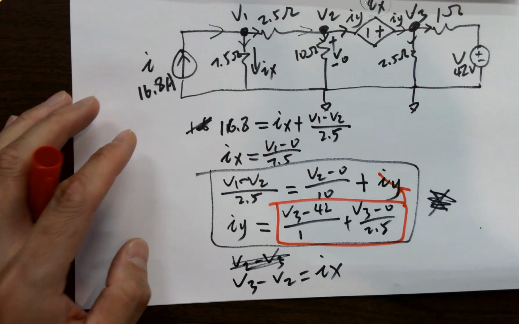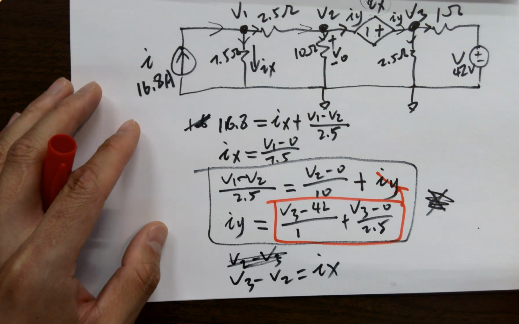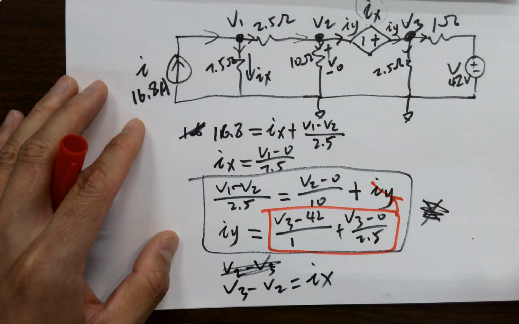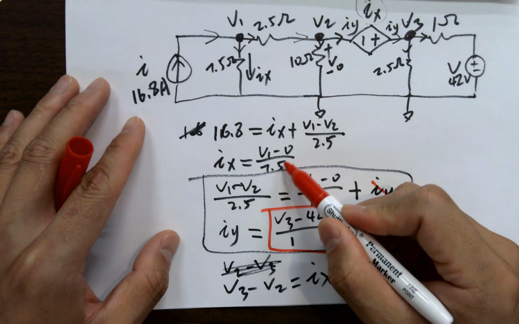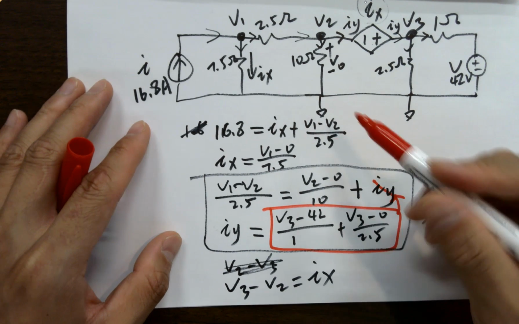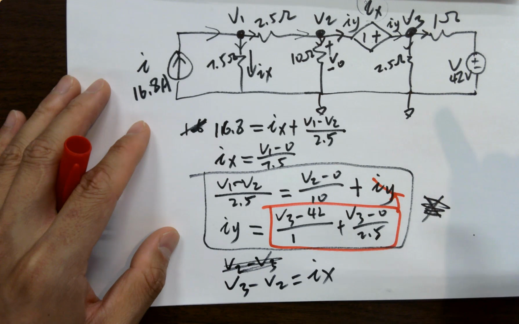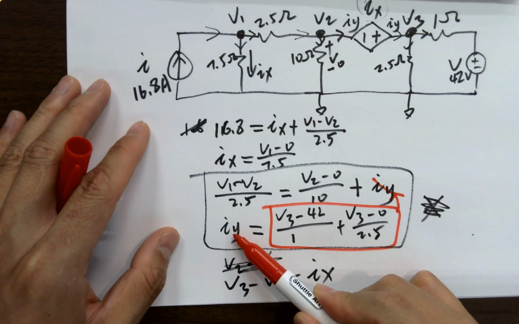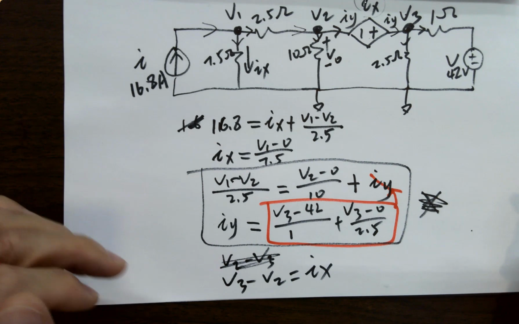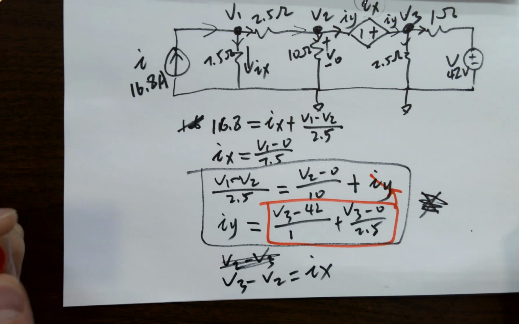Don't we have five equations? We have Ix equal to V1 over 7.5. So we also have Ix equals what? So don't we have five equations and five unknowns? We have V1, V2, V3, Ix, IY. IY is canceled. Oh yes, you can put IY here. Yeah, sure. That's right.